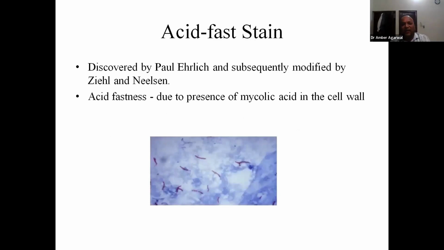Now coming to acid fast staining. As we all know, on 24th March it was World TB Day. And still acid fast staining is the most commonly requested test for diagnosing TB, whereas the sensitivity is very poor and the specificity is quite high. So what is the reason for the acid fastness? It is due to the presence of mycolic acid in the cell wall.